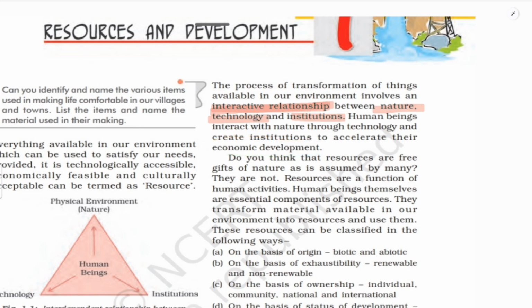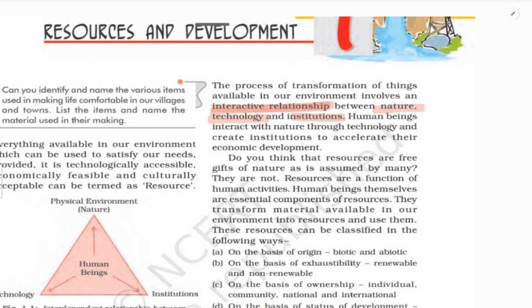Suppose we are taking an example of a student. You all are students, but after some time you will be a doctor, an engineer, a district collector, an IPS. So what is this? This is called development.